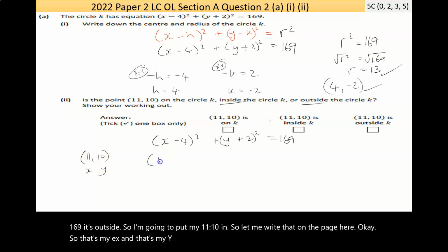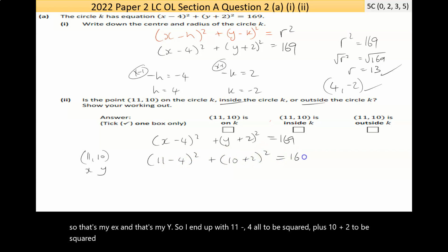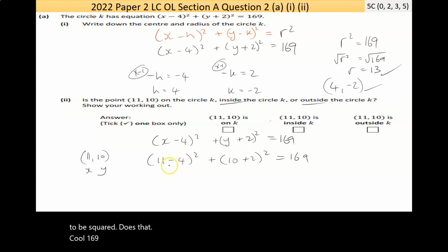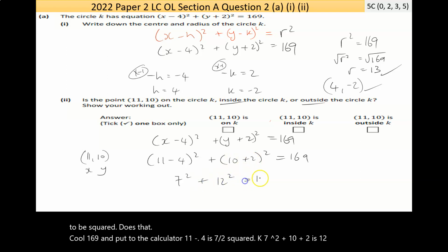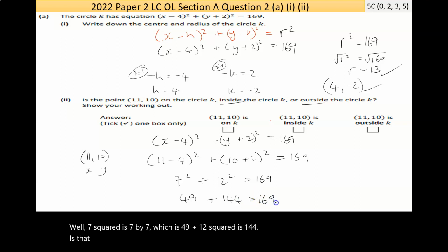So I end up with (11 minus 4) squared plus (10 plus 2) squared. Does that equal 169? I put it to the calculator. 11 minus 4 is 7, squared. 7 squared plus 10 plus 2 is 12 squared. Well, 7 squared is 7 by 7, which is 49, plus 12 squared is 144. Is that equal to 169?